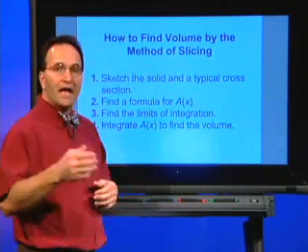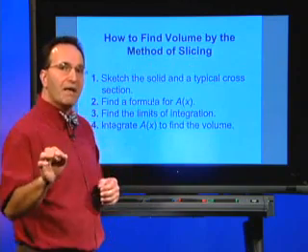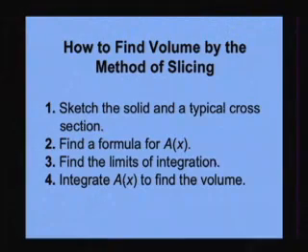So let's take a look at the method of doing this. First thing, sketch the solid and a typical cross-section. And a sketch is plenty good enough. It doesn't have to be an exact diagram. Then find a formula for the area of that cross-section. Find the limits of integration, and then, of course, integrate that cross-sectional area to find the volume.